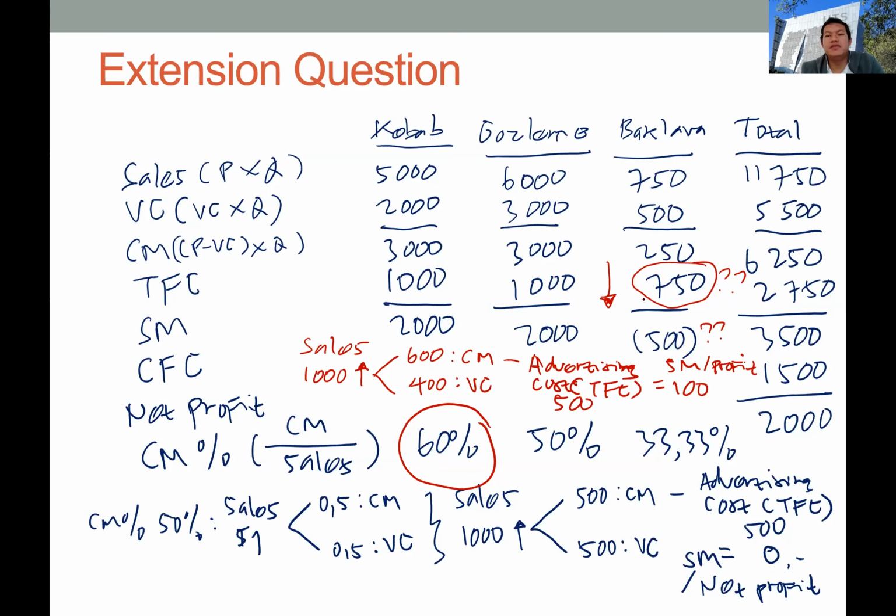Okay, so if the company decides to stop or discontinue the baklava, they will get 4,000 of segment margin instead of 3,500. Okay, and then maybe by focusing their resources on these two products, they may get higher profit in the future. Okay, so yeah, this is the other advice that we can give to this company.